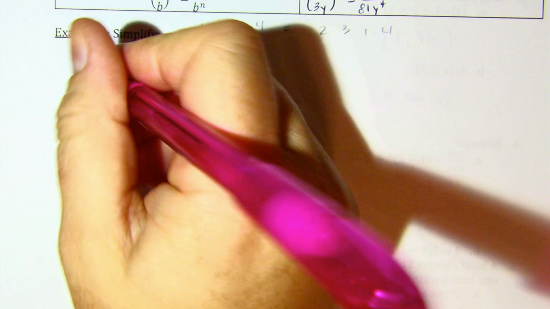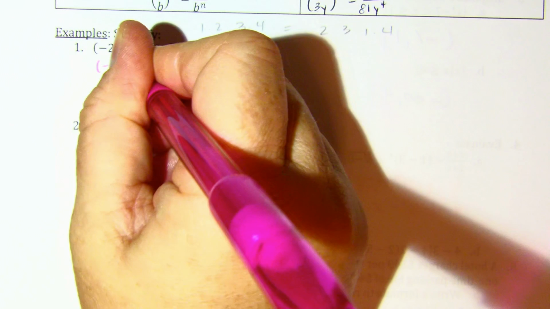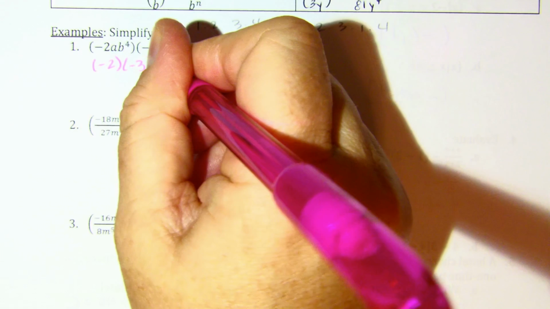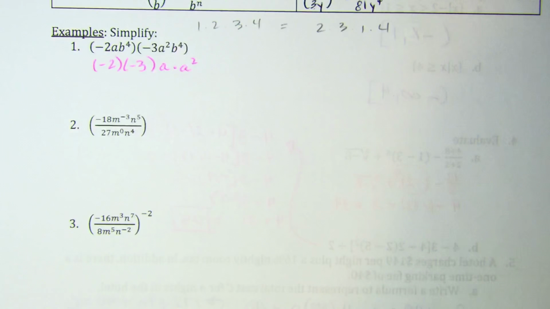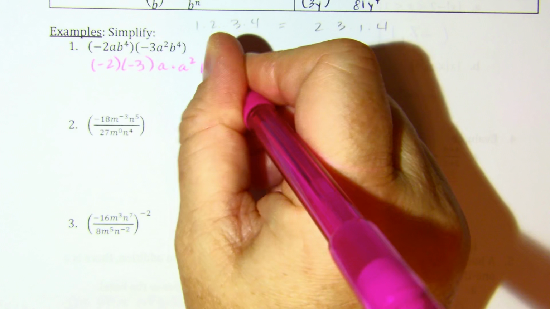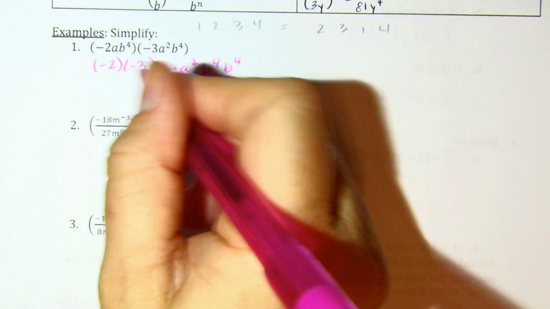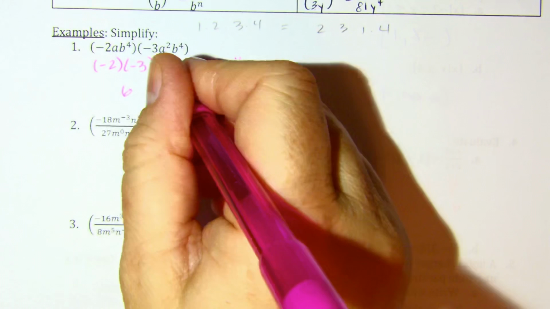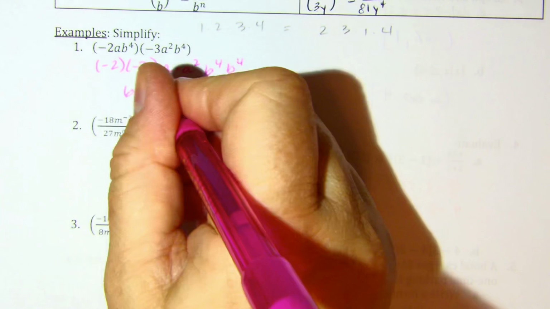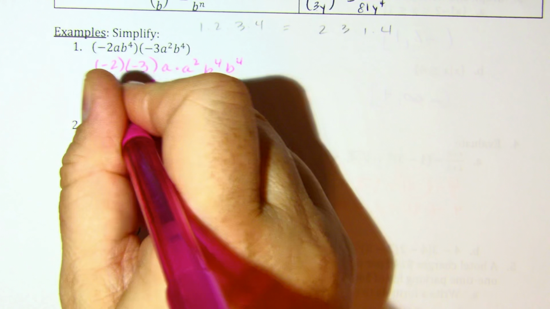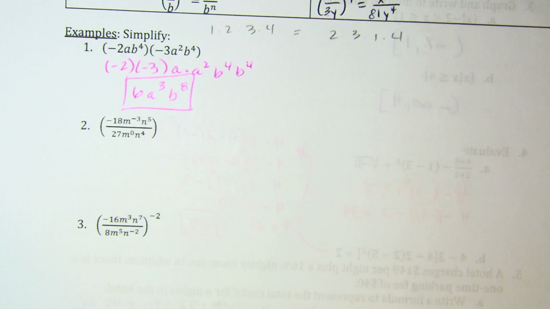I can do the same thing here. So I can multiply negative 2 times negative 3 times a squared. So you can see I'm grouping things by their like term. B to the 4th times b to the 4th. Well, negative 2 times negative 3 is 6. A times a squared is a to the 3rd power, and b to the 4th and b to the 4th is b to the 8th.